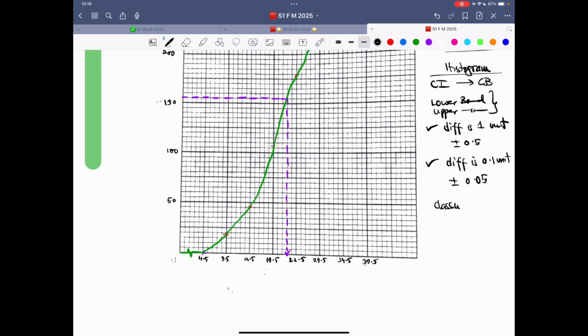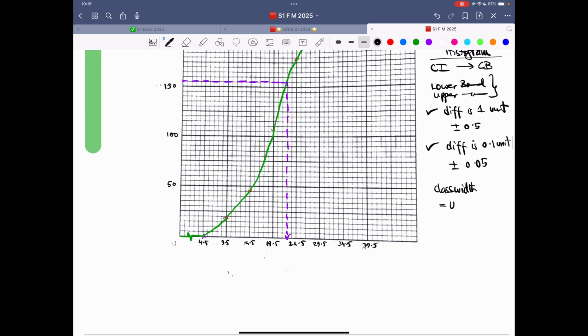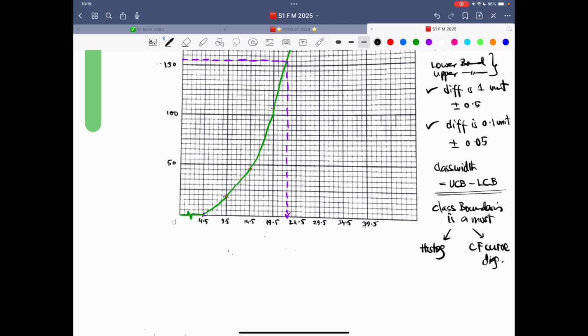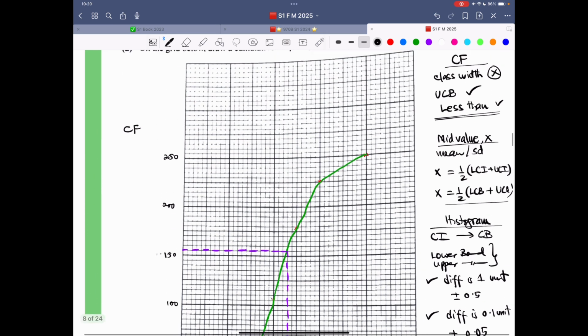And class width is necessary because it usually involves frequency density. That is upper class boundary minus lower class boundary. Yes, you can also obtain it from the interval, but that's no use because you have to add 1. And for histogram, class width, class boundaries is a must. So class boundaries is a must for histogram, and it's also a must for cumulative frequency curve or diagram. Got the idea? So that was a brief analysis on the sidelines.